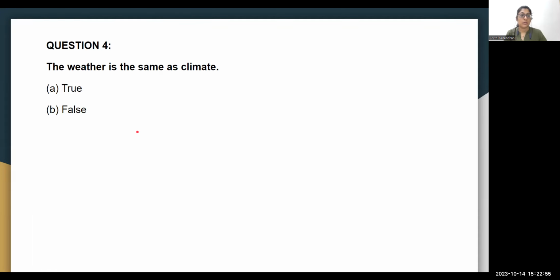So the next question is: is the weather same as climate? The weather is same as climate. Is the statement true or false? We interchangeably use these terms, weather and climate. So is weather and climate the same term is the question.